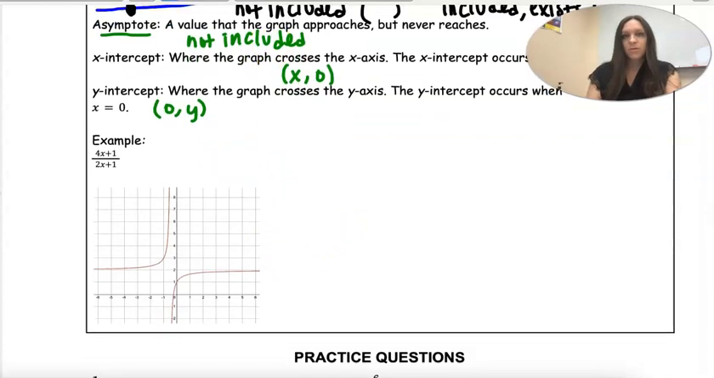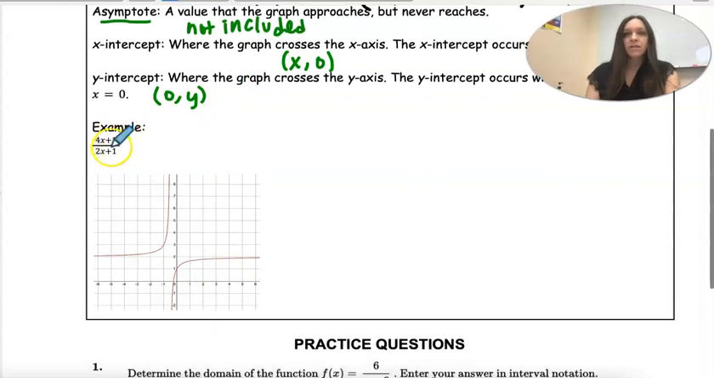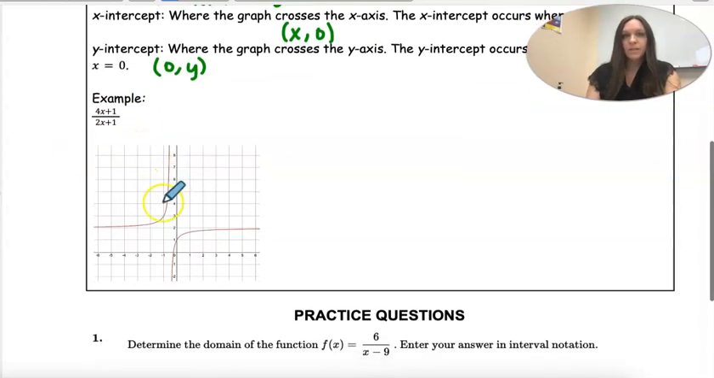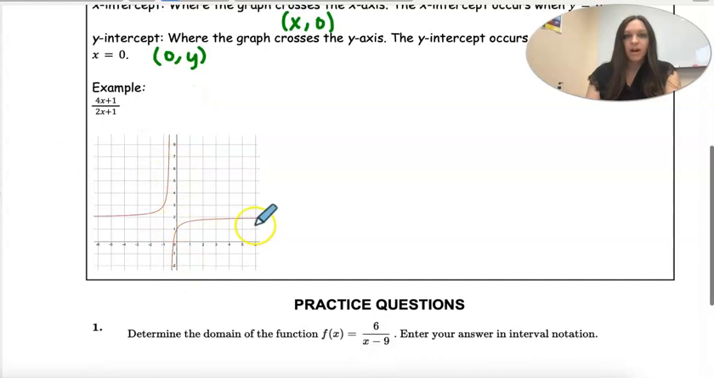So let's just go over an example really quick. I have 4x plus 1 divided by 2x plus 1. This is a rational function because I have a polynomial on the numerator and the denominator. And here's a picture of the graph for us. So your questions today, they're going to ask about domain and asymptotes.